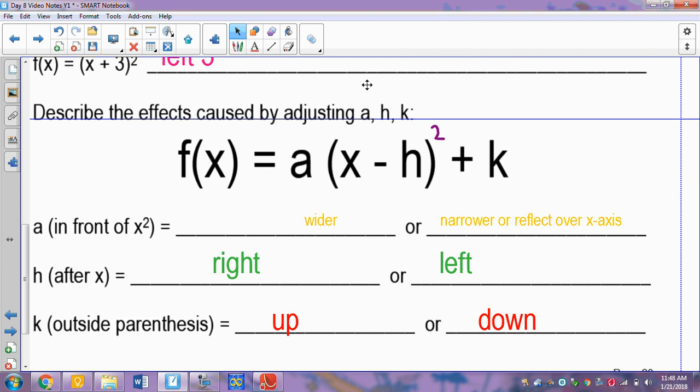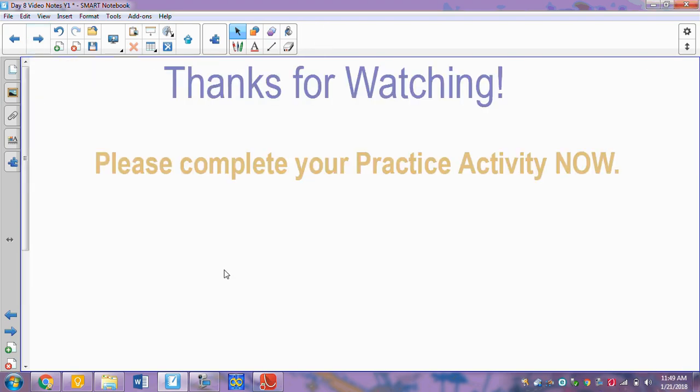Now, if there is a number inside the parentheses, it's telling us that it's going to move to the left or the right. And if there's something outside the parentheses, it's going to move up or down, and that would be your k value. Okay, we're going to practice this more in class, but here are your notes on transformations. You can stop there and we will complete your practice together when I see you in class.